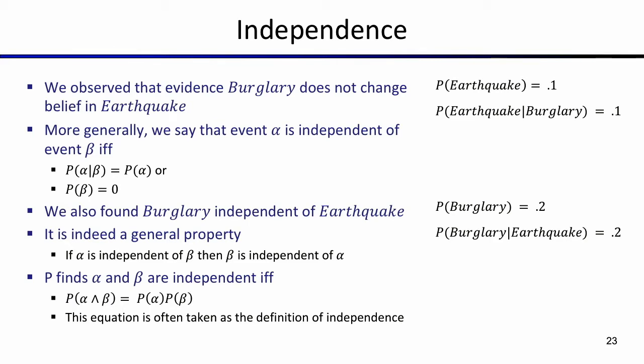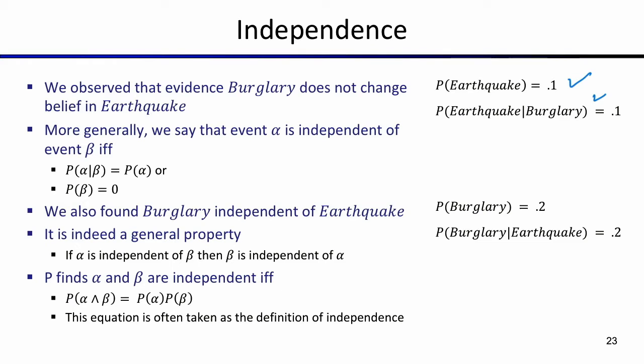We have seen a little bit of this in the previous video when we computed the probability of earthquake, and we saw that the probability of earthquake was the same as the probability of earthquake given burglary. Both of them were 0.1. So the probability of earthquake did not change when we observed a burglary. So these two events are independent of each other.